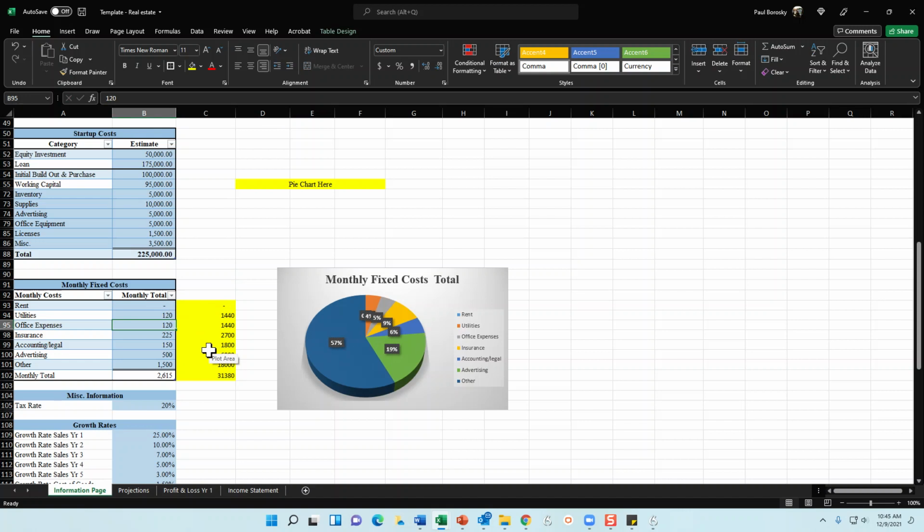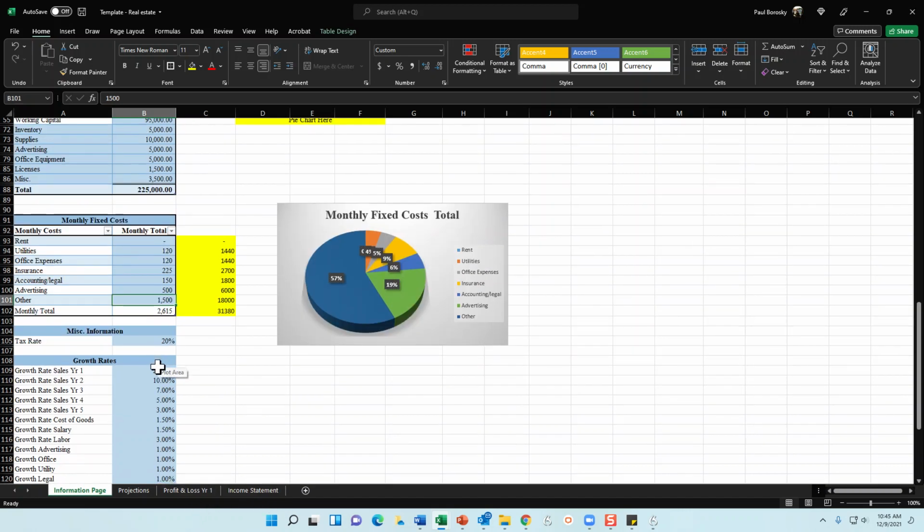Office expenses is going to be all the paper and your ink cartridges and stuff. Then you've got your insurance, whatever you're going to be paying for insurance, accounting, advertising on a monthly basis, and then other. So these are going to be your fixed costs for your home flipping company. Whatever they are, just make sure that you update that information in here. Again, accordingly, all that information is going to roll into your profit and your income statement as well.